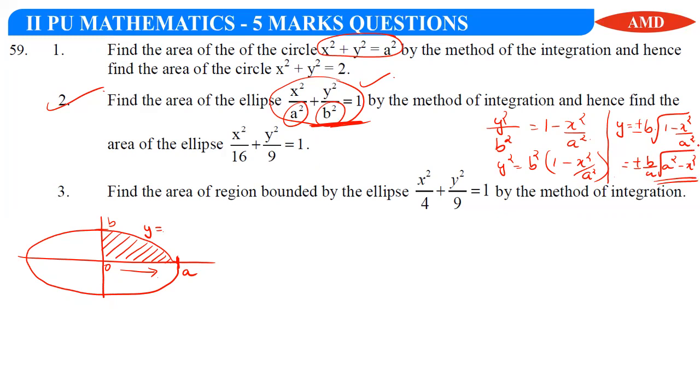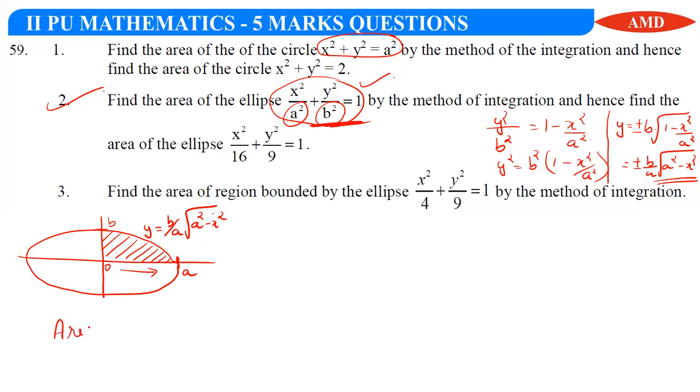Now, there are two possible signs, plus or minus. I'll take only the first possibility, that is b by a root of a square minus x square. If you put minus, that becomes the lower curve here. Since I'm interested in the upper curve in the first quadrant, I've taken only plus there. Now we are ready with the function as well as the limits.